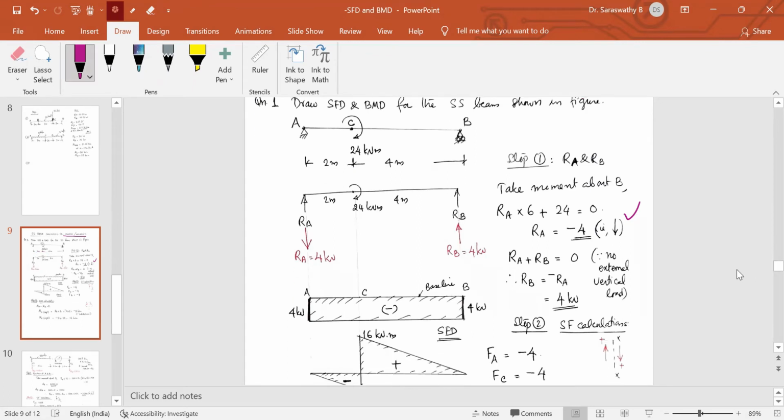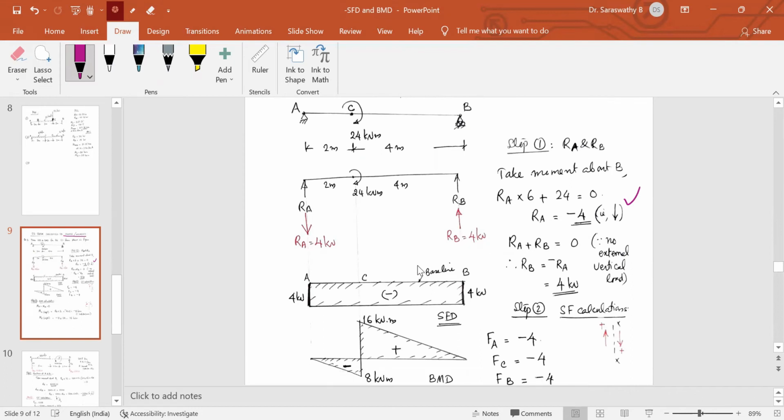Now, coming to the shear force diagram. Once we get the reactions, RA downwards and RB upwards, we have to draw the shear force diagram. What is the sign convention for shear force? If we take a section XS, the force acting left of the section upwards is positive. Vice versa, right of the section downwards is positive. So look at the sign. Consider this point A, shear force at A. It is 4 kilonewton acting downwards. But our sign convention is that if it is upward, it is positive. So it is negative.